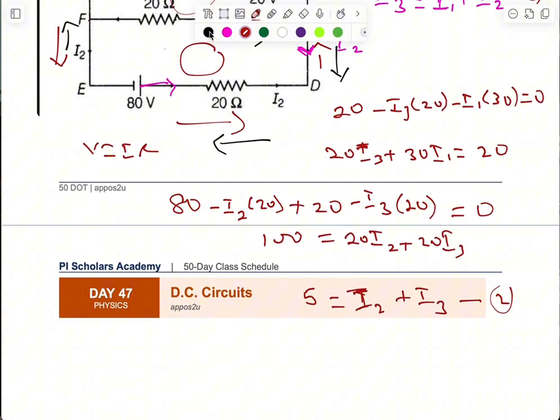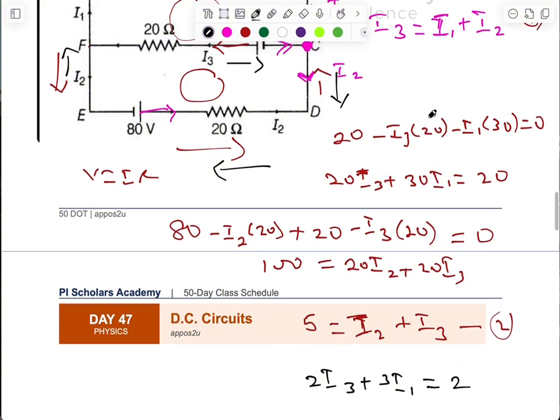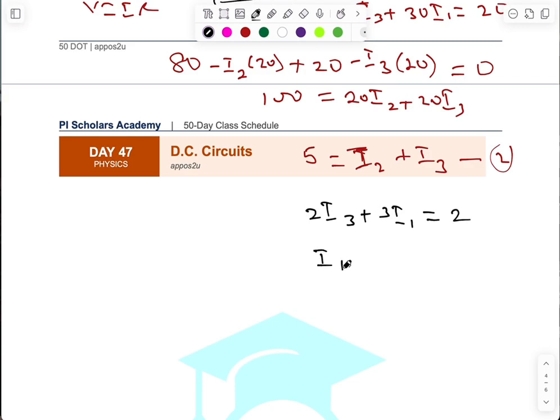you have 2I3 plus 3I1 equals 2. So we have everything that we need now. Let us solve this simultaneously. From the first equation, I1 plus I2 equals I3. So let's solve everything together.